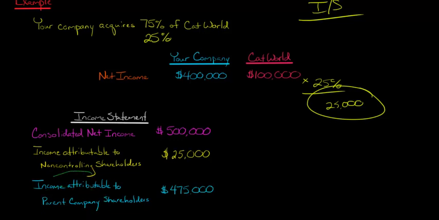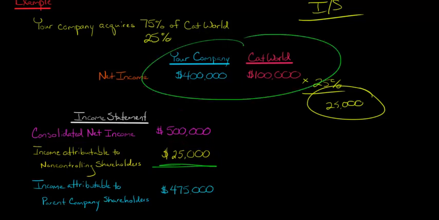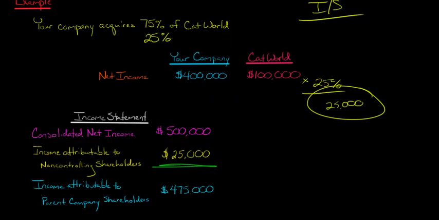So it's going to say income attributable to parent company shareholders. Okay, so that is just if we take the $500,000 of net income for the consolidated entire entity as a whole, that's both these together, and then we take out that non-controlling interest, we subtract that $25,000, it gives us the $475,000, which is the net income that is strictly attributable to the parent company shareholders, which in this case is your company.